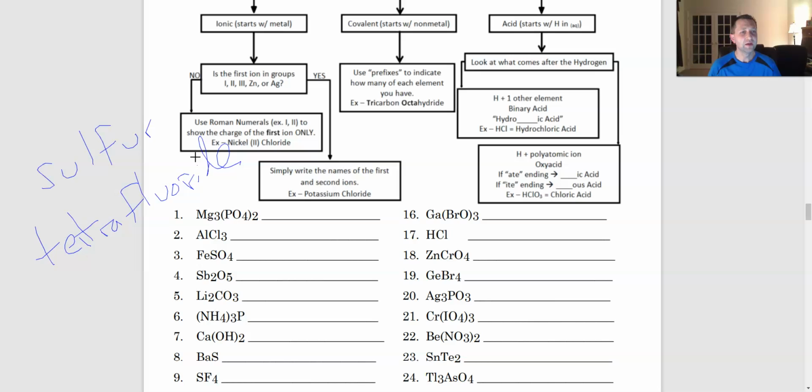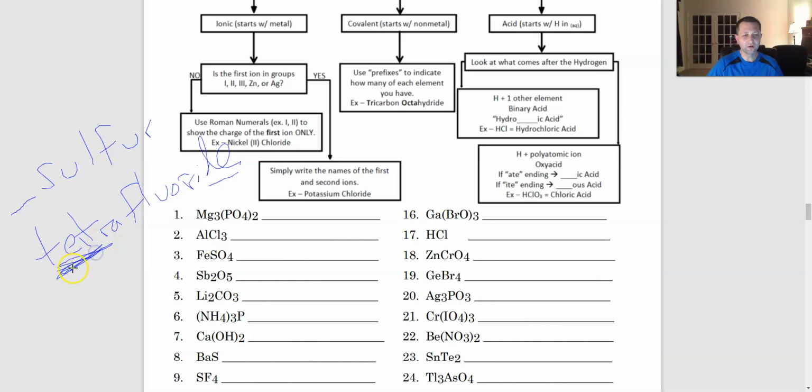Losing battery. Sulfur tetrafluoride. Okay, so that takes care of number 9. Things like number 9, these covalents are always going to end in IDE. And again, you don't use mono for the first word. Any other prefix you would use for the second word, use any prefix. Okay, it can be mono all the way through deca.